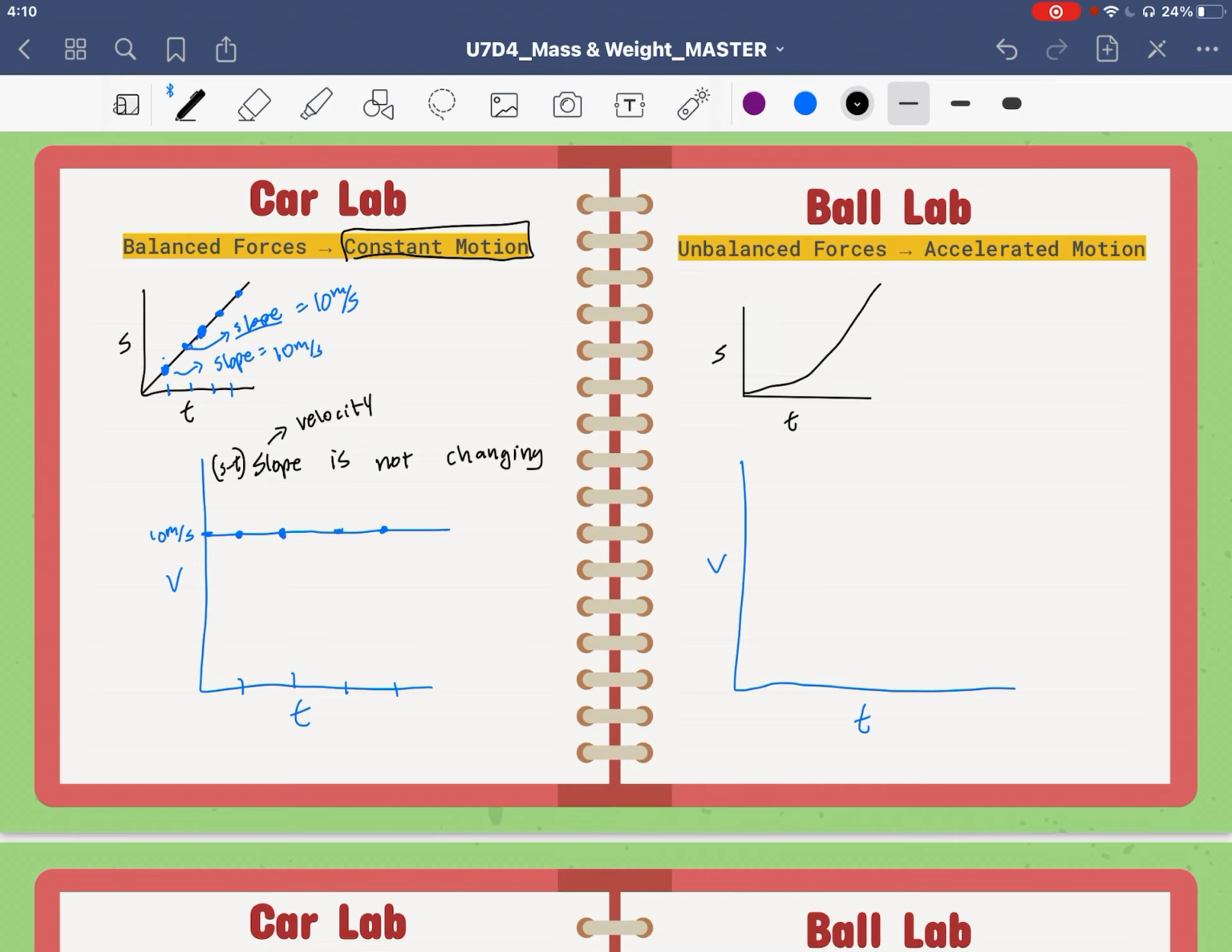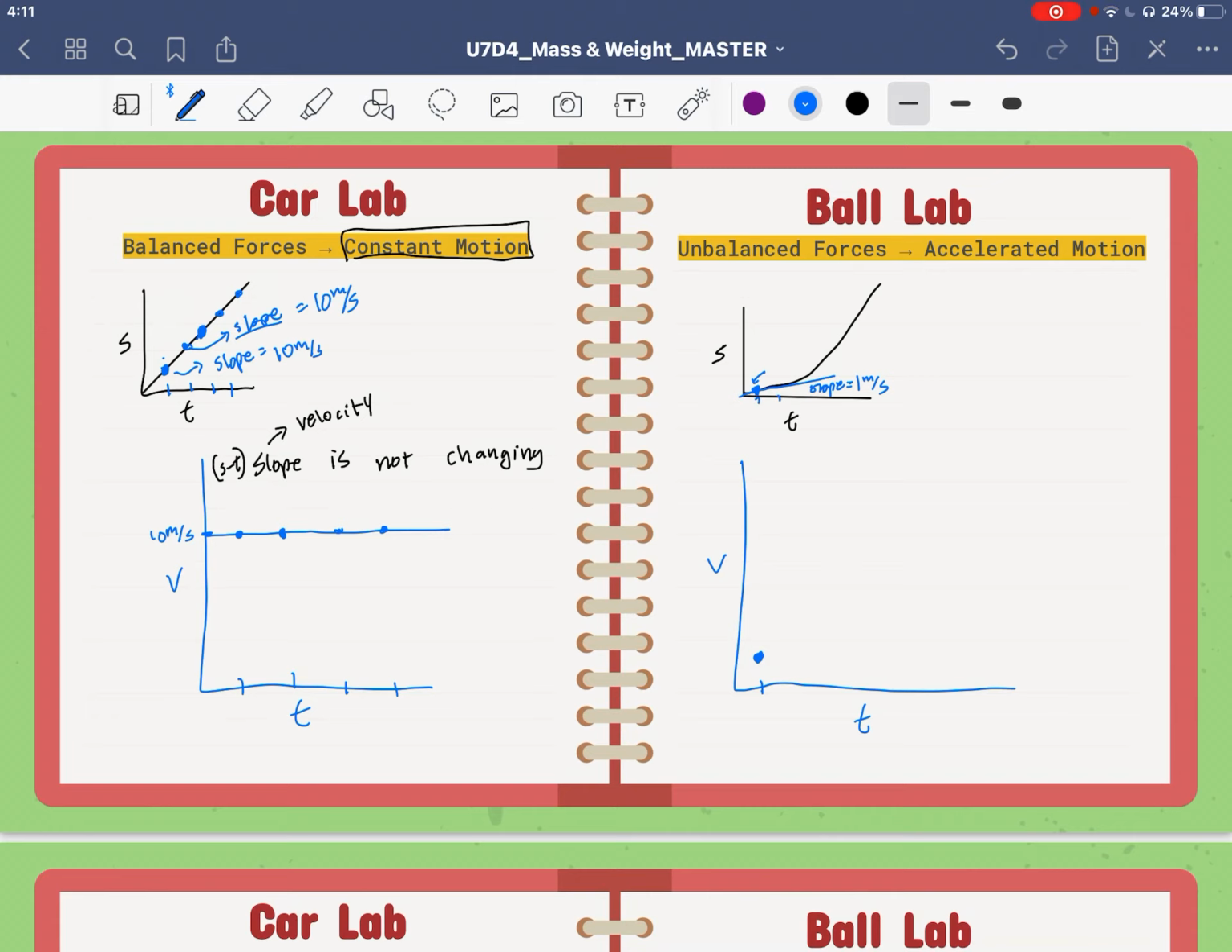In the ball lab, what do I see? Well, I see that at this point, I can get a slope by doing what's called taking the tangent line. I figure out what is the slope of the line at this very point. So whatever slope this tangent line has, let's say it's 1 meter per second. Well, at time 1, I'm going to plot 1 meter per second.